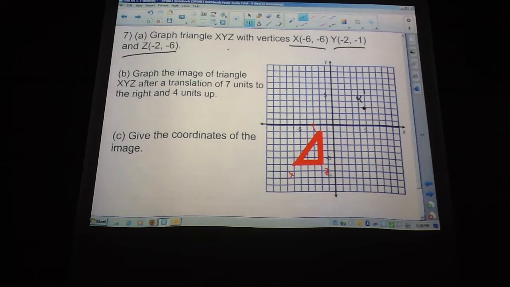Now I need to do it to the other 2 points. So I'm going to move my z next. 1, 2, 3, 4, 5, 6, 7. Up 1, 2, 3, 4. I'm going to put my point right there and call it z prime. And now I'm going to move my x 1, 2, 3, 4, 5, 6, 7. Up 1, 2, 3, 4. And that's my x prime. So my image now would be right here, the black one.